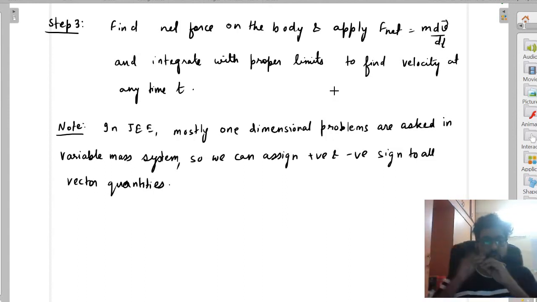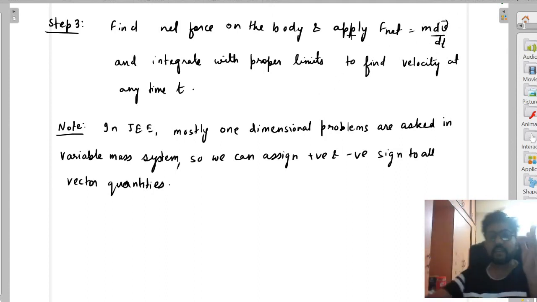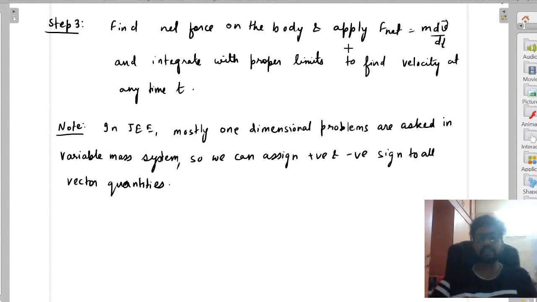Now note that in JEE you will see that most problems that they have asked in variable mass are one dimensional. So you can replace the vector symbol with a plus or a minus sign assigned to vector quantities. You know that a vector which is towards right will be taken as positive and the vector which is towards left will be taken as negative.